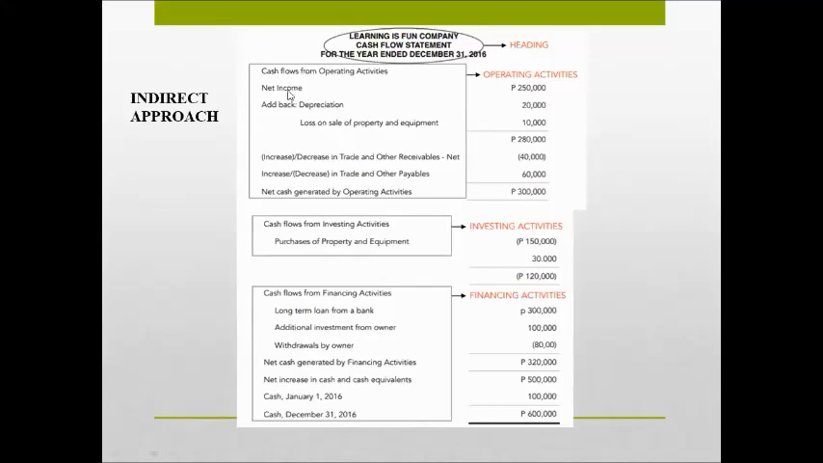So kapag indirect tayo, makikita natin si net income, and then i-add back natin yung depreciation, loss on sale of property, plant, and equipment. And then meron tayong mga decrease or increase in trade and other receivables, increase or decrease in trade and other payables. So ito lang naman ang pinagkaiba niya sa direct. Itong part na to, yung operating activities niya. So let me discuss this part.